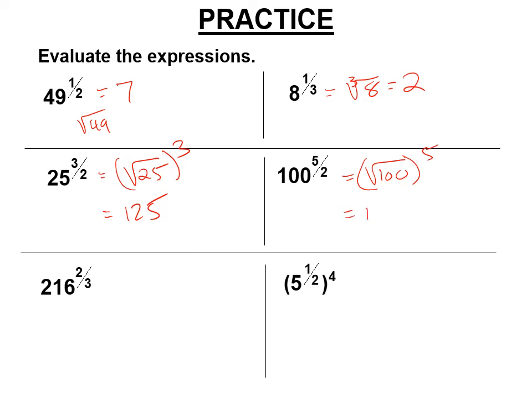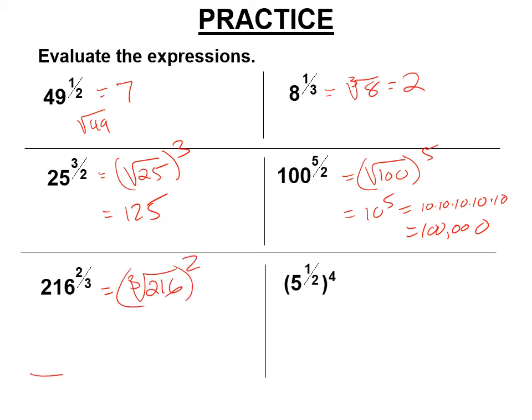Square root of 100 is 10. 10 to the 5th power: 10 times 10 is 100, times 10 is 1,000, times 10 is 10,000, times 10 is 100,000. This is the cube root of 216 squared. Well, the cube root of 216, remember the cube root of 125 is 5, so it's more than 5. I think we did 343 was 7, so this is 6, I think. 6 times 6 is 36, times 6 is 216. So the cube root of 216 is 6, then we have to square it.